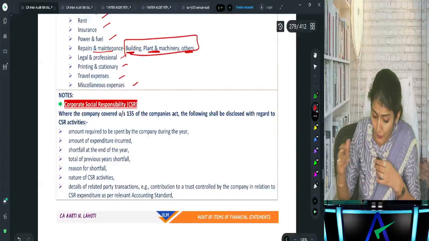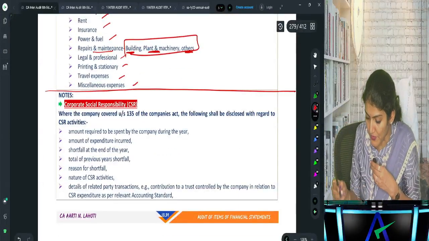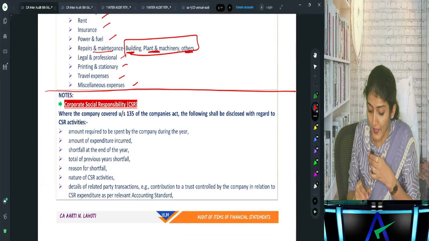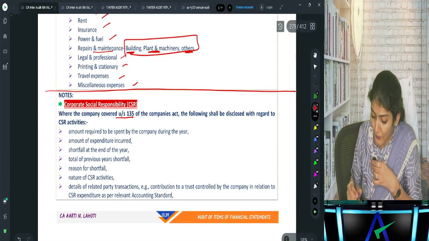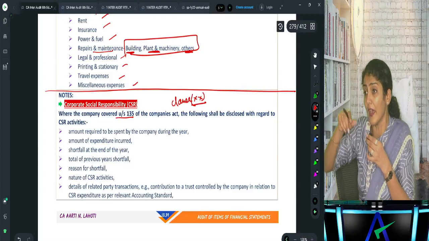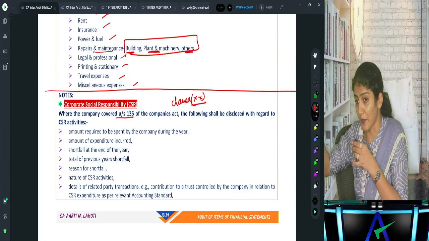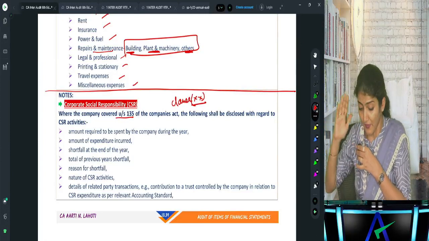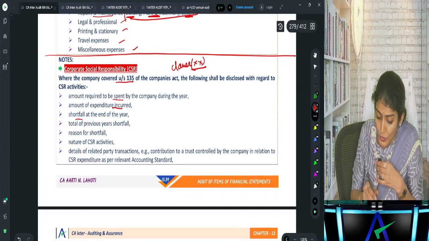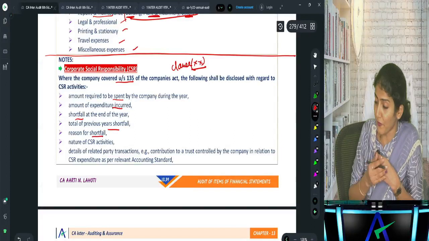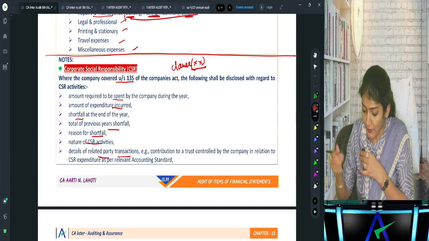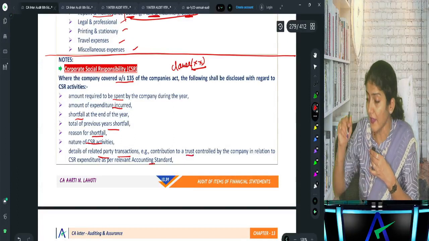Then apart from these, there are some additional Schedule 3 disclosures which are also required to be given. What is the one additional disclosure regarding CSR? This also reminds me of clause 20 of CARO, CSR: other than ongoing project and related to ongoing project, 6 months and 30 days. So here, what does it say? Amount required to be spent, amount of expenditure incurred, shortfall, previous year shortfall, reason for shortfall, nature of CSR, and any details of related party where the contribution is made to a trust which is controlled by the company.